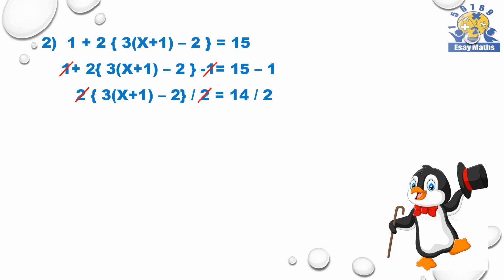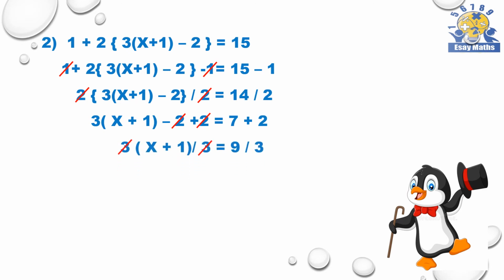Otherwise, you can use the method of removing brackets also, but it's somewhat longer than this method. Now it will remain only 3 times of x plus 1 minus 2. Now to remove that minus 2, we can put plus 2 for both sides. Now it's only 3 times of x plus 1 is equals to 9. 9 is divisible by 3. So we can divide both sides by 3.